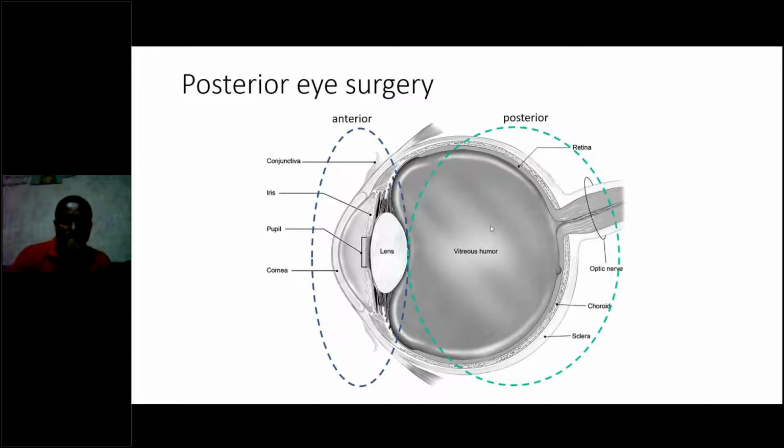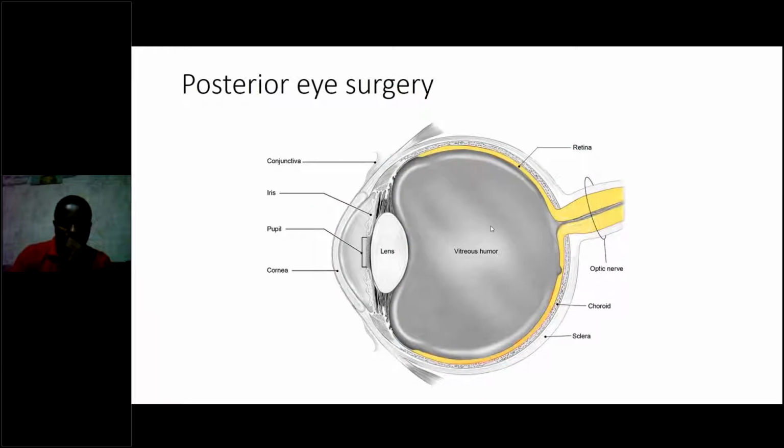But what often happens in posterior eye surgery is that a surgeon needs to have access to the retina, for instance, to fix a retinal detachment. So the retina is located all the way at the back of the eye. And in order for the surgeon to reach this area, he needs to go from the front of the eye all the way through the vitreous humor.